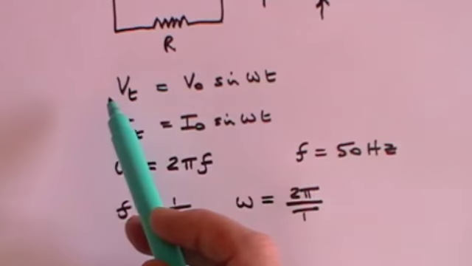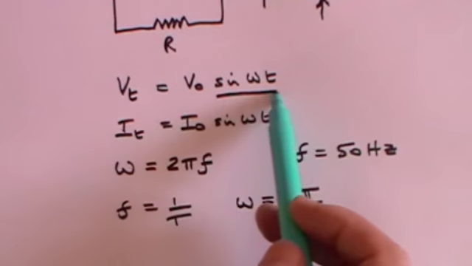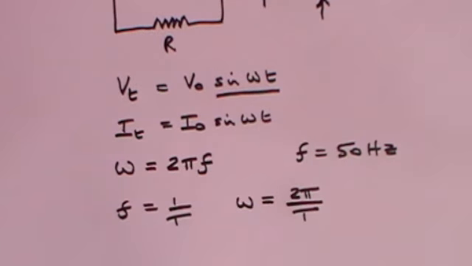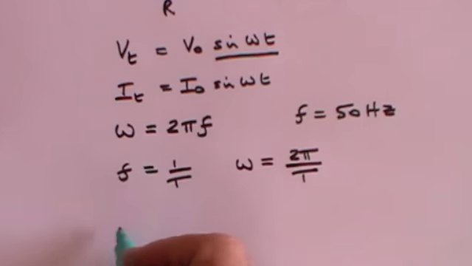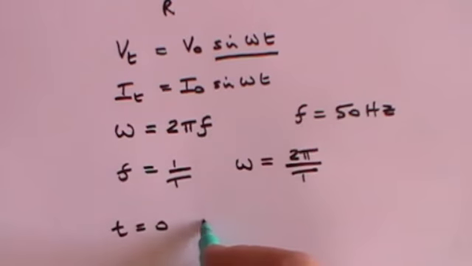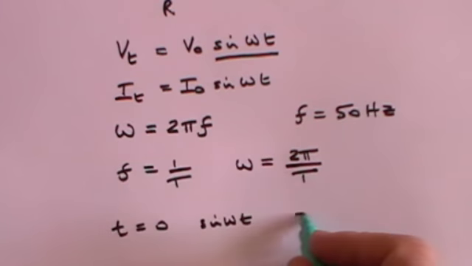So now let's have a look at this formula. Let's do the voltage. And we'll take just this term, sine omega t. And we'll ask ourselves what the value of that will be depending on the value of t. So let's start off with t equals 0. Well, if t equals 0, I think it's pretty obvious that sine omega t is going to be the sine of 0, which is 0.